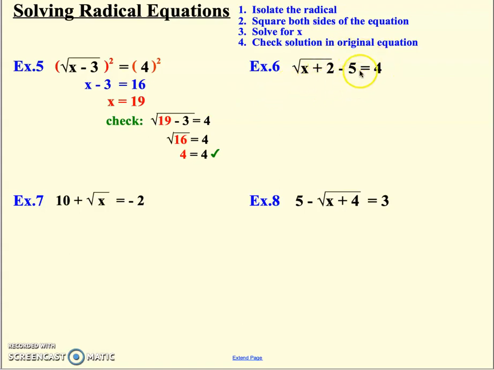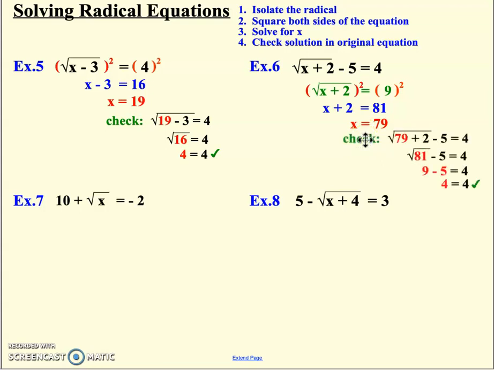So like I said here, we're going to have to clean off this negative 5, which means adding 5 to the other side. So we got 9. Now I'll go ahead and square both sides, which will get rid of your root. Make sure you square this side also, and then do a little bit of basic algebra, and then that's your answer, and then you want to check your answer.